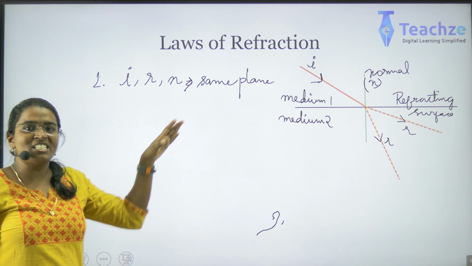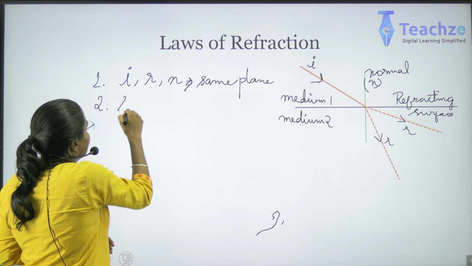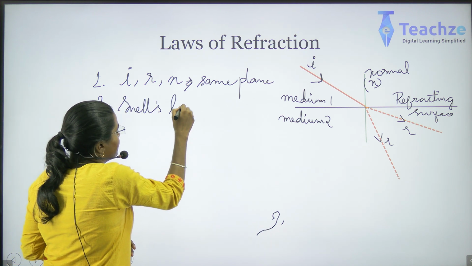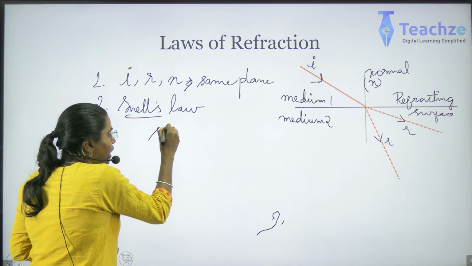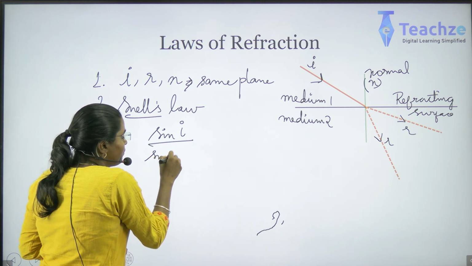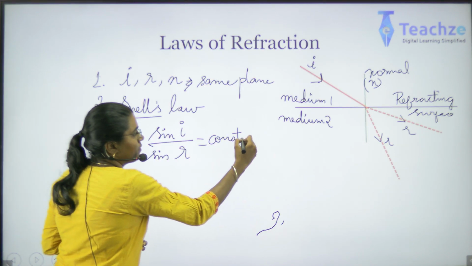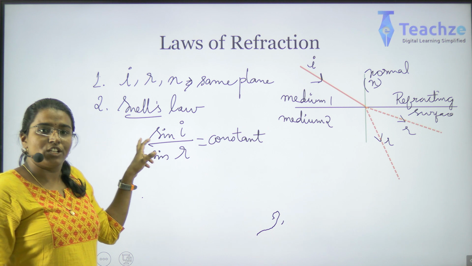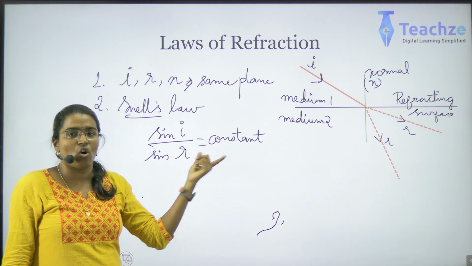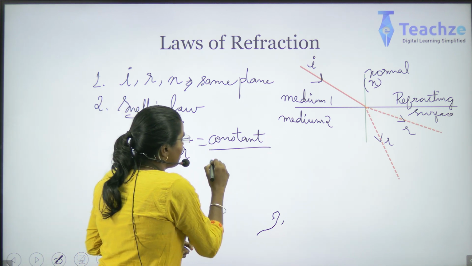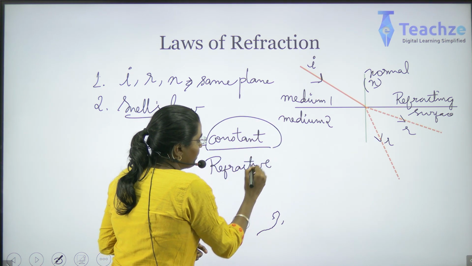This is similar to our laws of reflection. The second law is Snell's law, given by a scientist named Snell. He said that the ratio of the sine of the angle of incidence to the sine of the angle of refraction is a constant. The ratio is always a constant, and this constant is called the refractive index.